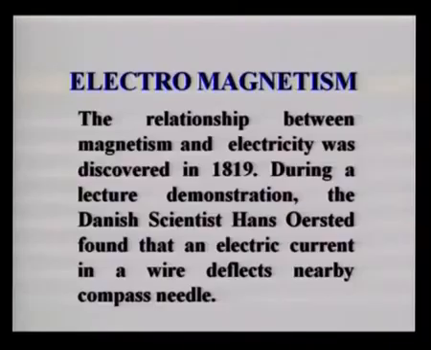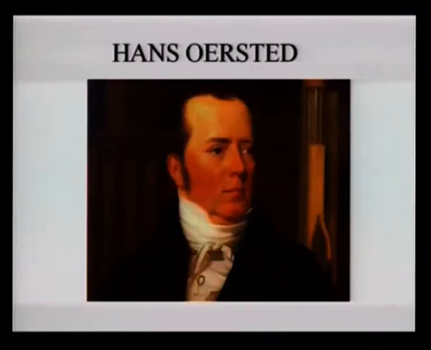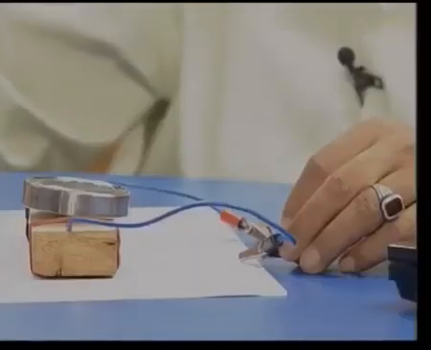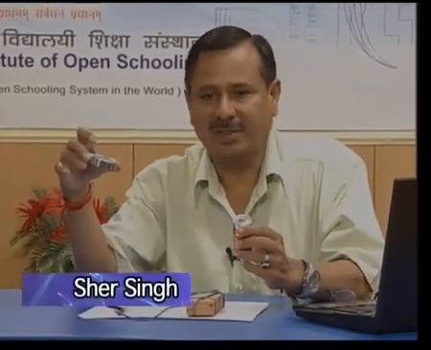The relationship between magnetism and electricity was discovered in 1819 during a lecture demonstration of Hans Oersted. So, this demonstration done by Hans Oersted we can see in our experiment, and let us do this experiment. Here we have a wire which is known as conductor, and we have a source of electricity and a magnetic compass. This magnetic compass will sense the magnetic field.